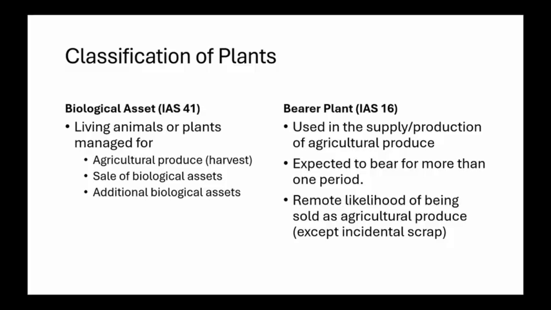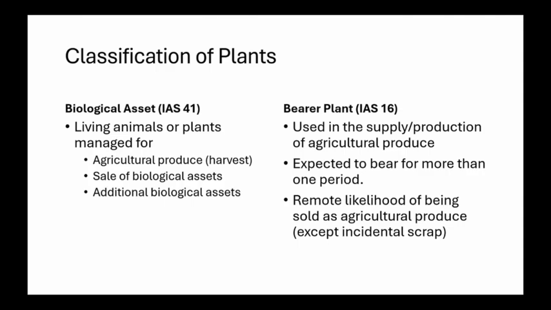So what's the difference between biological assets and plants? A biological asset means living animals or plants managed only for agricultural produce or harvest, sale of biological assets, or additional biological assets. But plants, according to IAS 16, are used in the supply and production of agricultural produce, expected to bear for more than one period, or with a remote likelihood of being sold as agricultural produce.